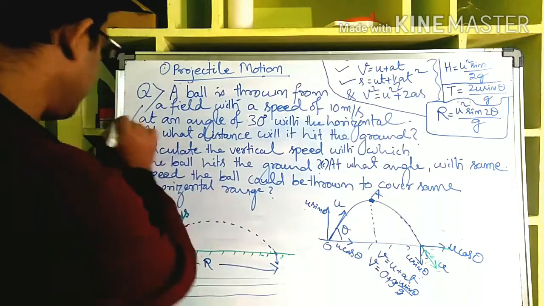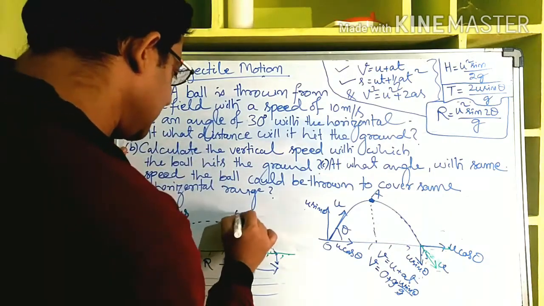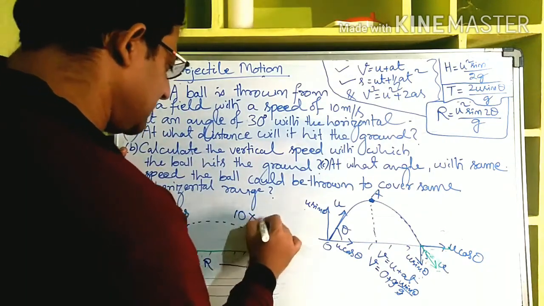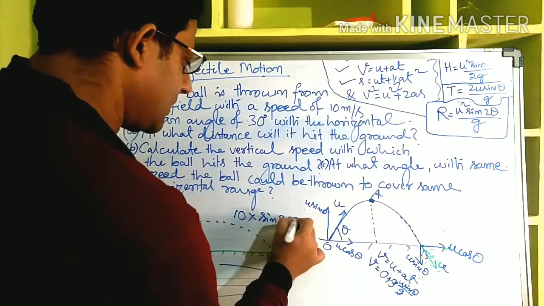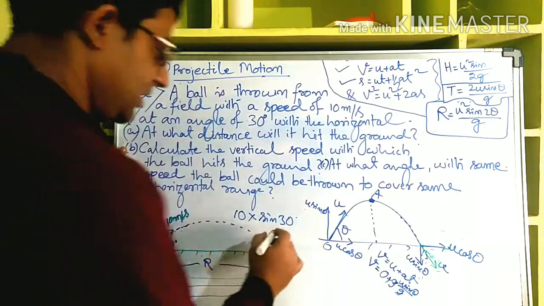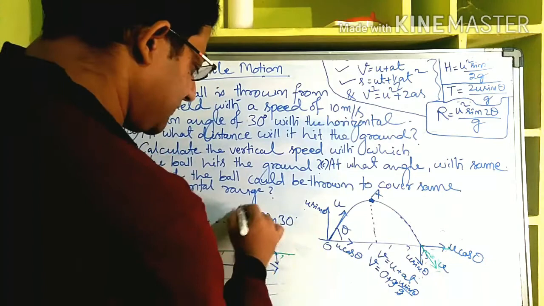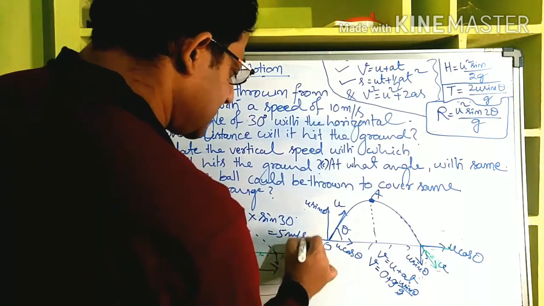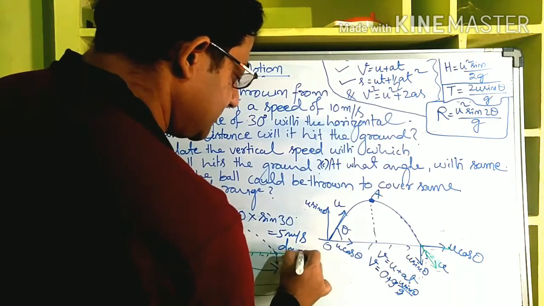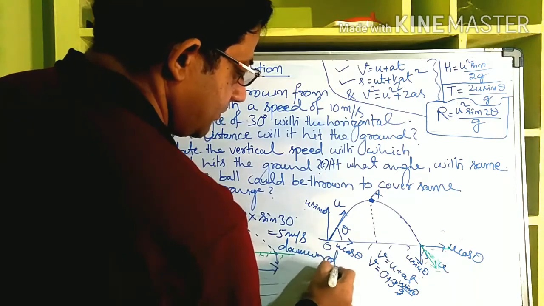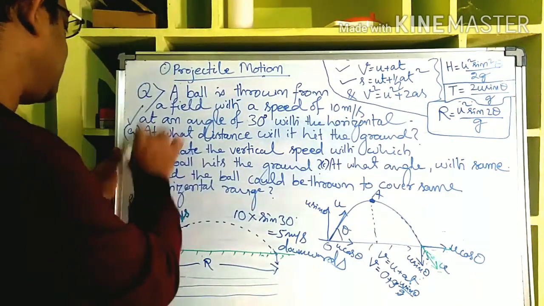So 10, what will the answer be? 10 sin theta, 10 sin 30 downwards. So sin 30 is equal to half, so 5 meter per second downwards. This is the answer to B.